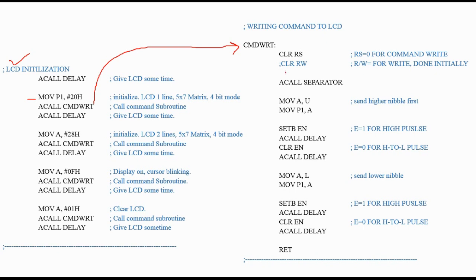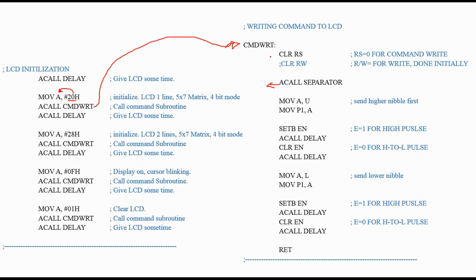Here you have made RS equal to 0. When you make RS equal to 0, the command will be written. Then ACALL separator. Now the separator will be called. Before going to the separator, keep in mind that we have 20 with us. One thing you should keep in mind is that we are moving that 20h into the accumulator, not onto port P1. We are moving that 20h into the accumulator.